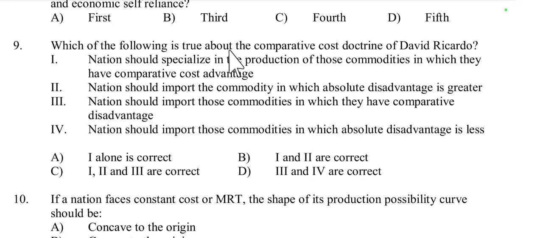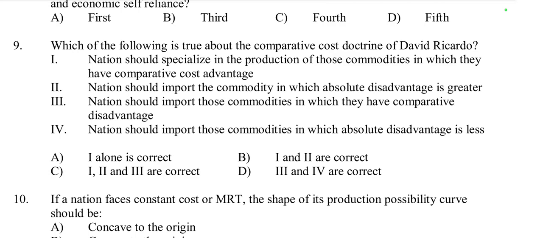Then question number 9. Which of the following is true about the comparative cost doctrine of David Ricardo? The comparative cost advantage theory given by David Ricardo. It states that nations should specialize in the production of goods in which they have a comparative advantage and trade for goods in which they have a comparative disadvantage.